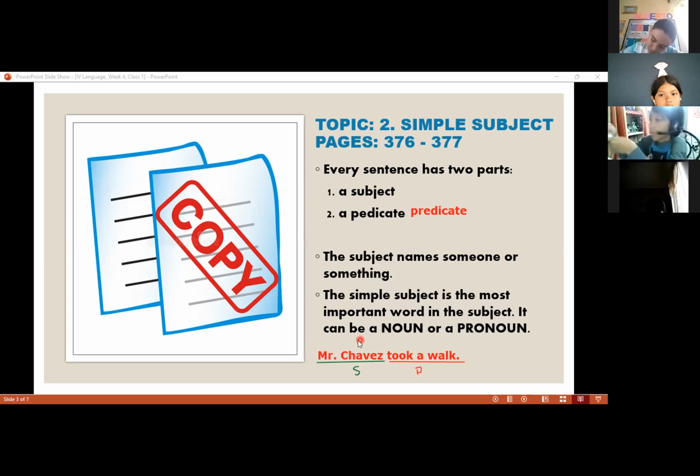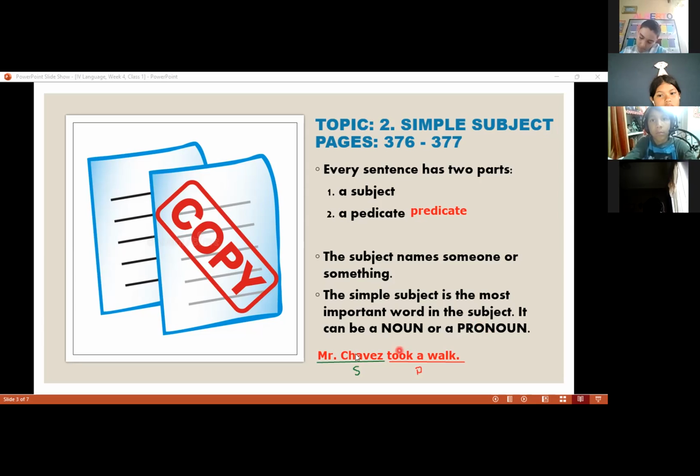So the subject names someone or something. Someone, it's a person. Who is the person, Mr. Chavez? So that is the subject. But the simple subject is the most important word in the subject. It can be a noun or a pronoun. What is the simple subject in this subject? The most important word. I think Chavez. Yes, Chavez, Mr. Chavez is the most important. So Mr. Chavez is the simple subject in this case.